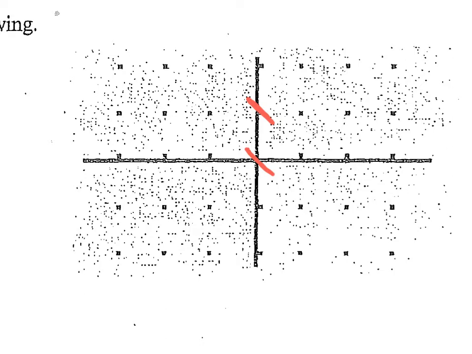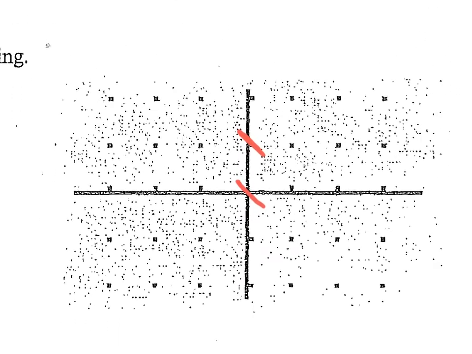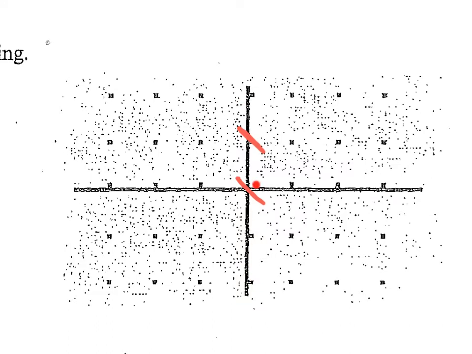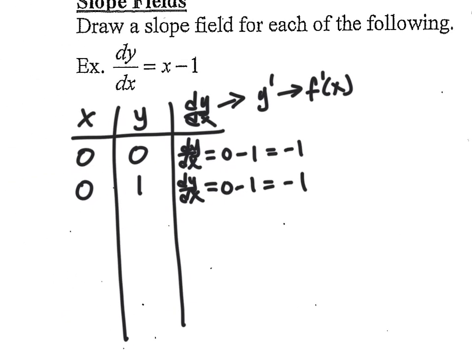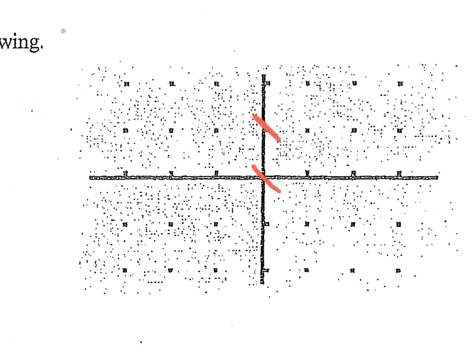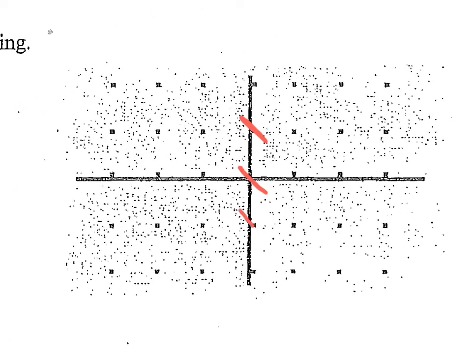What you should notice here is that at any point along my y-axis, I will be plugging in a value of 0 into my differential equation. Because my differential equation does not contain a y value, I'm simply going to get negative 1 at any point along the y-axis. There are patterns to this, and we want you to see those patterns. So at any point along the y-axis, I'm going to draw in a little slope of negative 1.